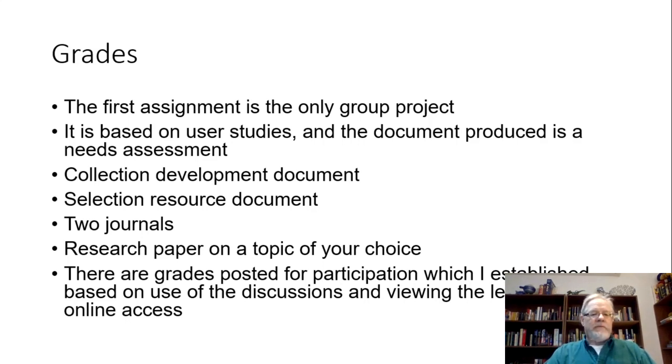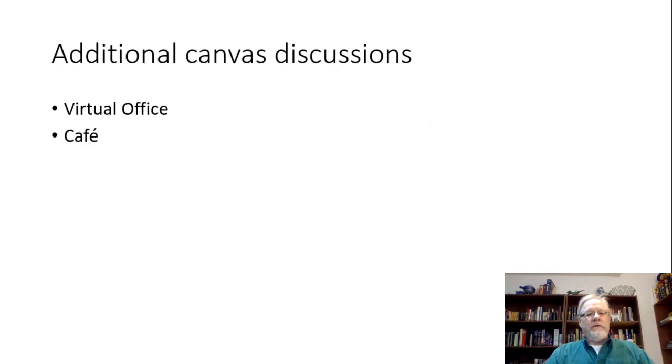Another document that you'll have to provide is a collection development document or a collection development policy. And then also there'll be a selection resource document. When I talk about journals, they're your observations on anything that occurred during a certain period of time, and then finally a research paper on a topic of your choice. The points that you earn for each one represent that percentage of the class.